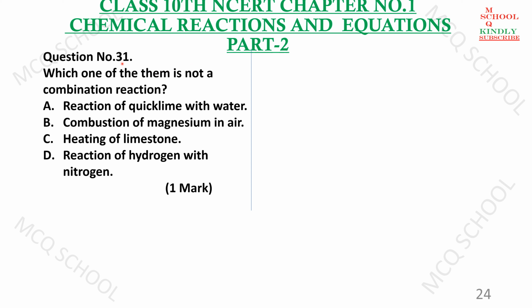Let us take question number 31. Which one of them is not a combination reaction? A. Reaction of quicklime with water. B. Combustion of magnesium in air. C. Heating of limestone. D. Reaction of hydrogen with nitrogen. Mind it that it's asking not a combination reaction.